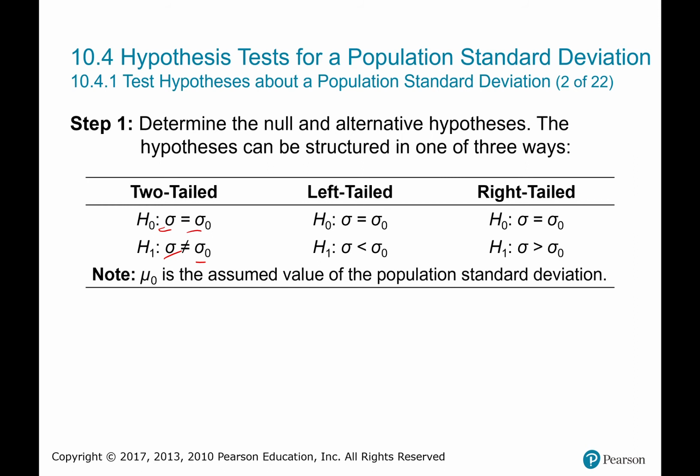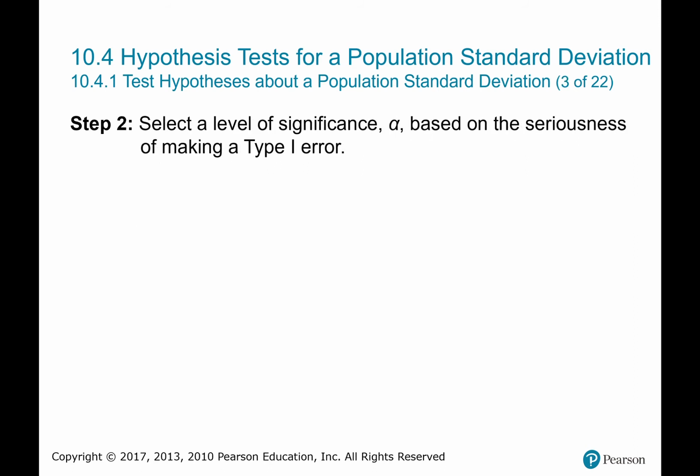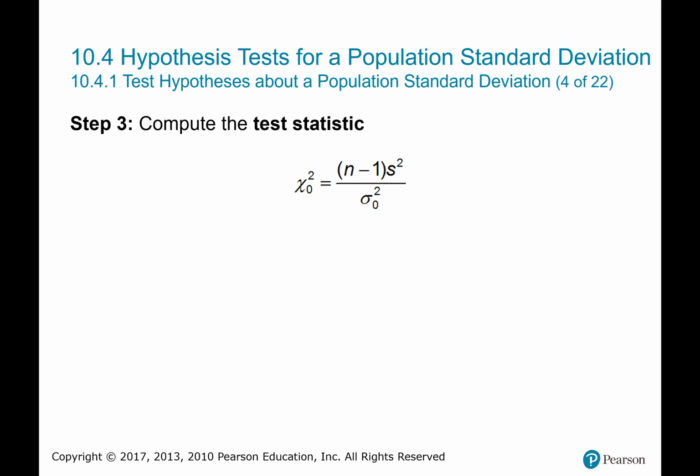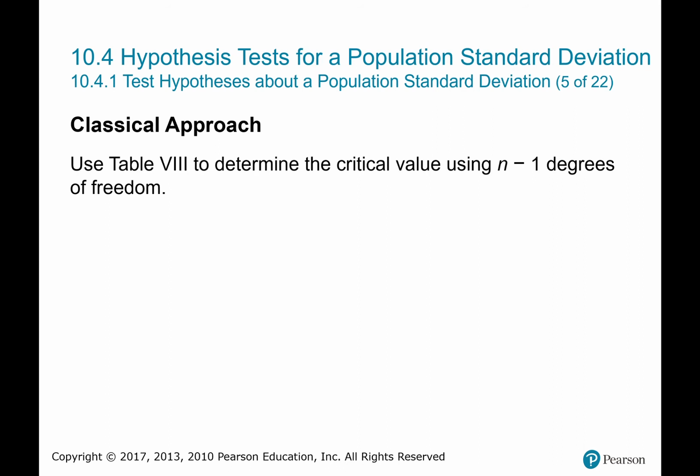Okay. So select the level of significance alpha based on the seriousness of making a type 1 error. You compute this because we're going to use that in the calculator. You do have to do this every time, so just get used to doing it. It's really quick and easy once you've done it a couple times. We use n minus 1 degrees of freedom, but we don't use the table, so you don't have to worry about that.